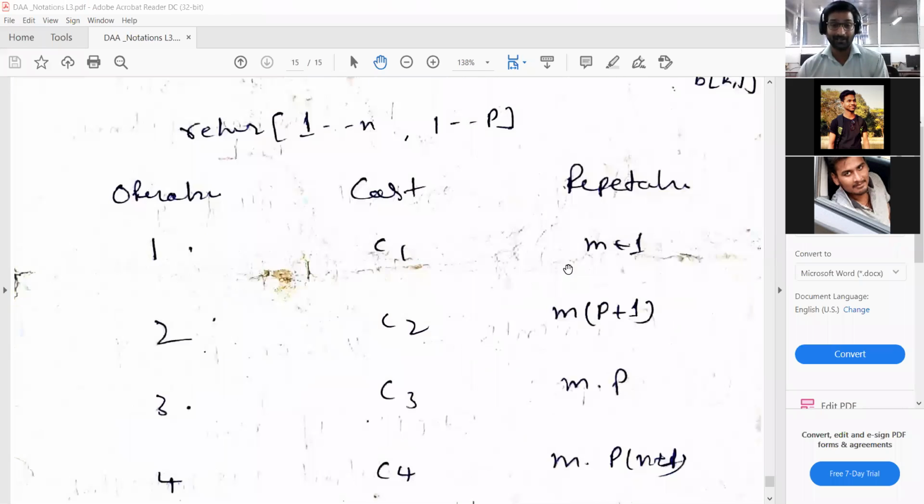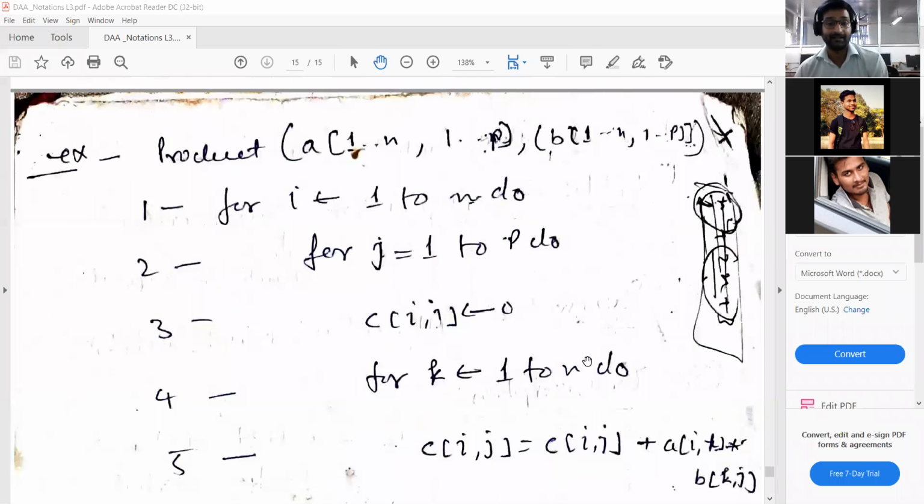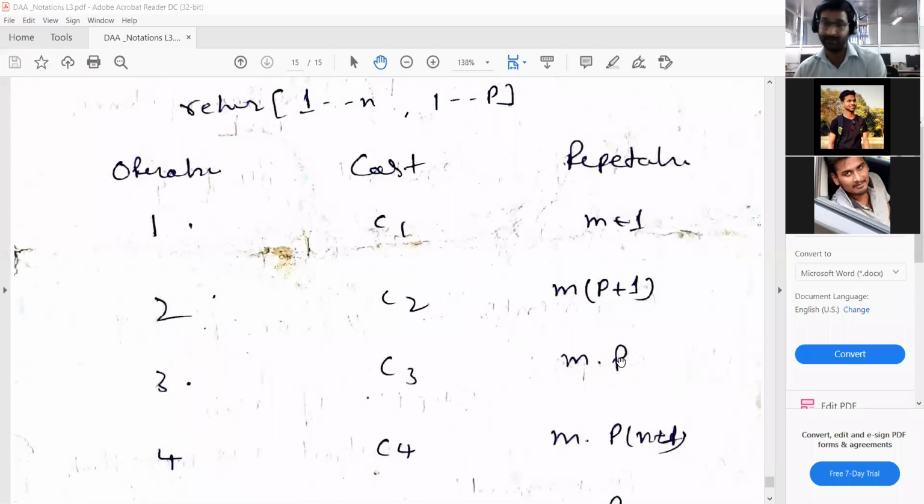Okay, so the total number of repetitions for statement number 2 will be m into p plus 1. Don't worry about this, because we consider that a for loop is executed p plus 1 time or n plus 1 time. But if you write m into p, then it's okay. That is correct. So C2 into m into p हो जाएगा suppose. Like the same way for operation 3, कितनी बार चलेगा? ये statement second for loop के अंदर ही है ना, तो m into p times ही चलेगा. This assignment statement Cij is equal to 0, so obviously it will be m into p times.